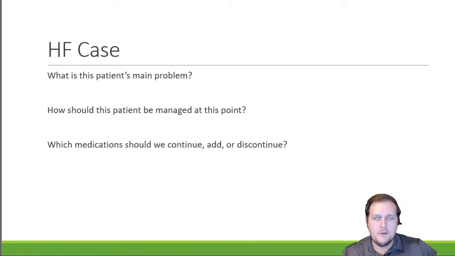So sometimes when you're going through these cases, you want to think about, well, is this patient stable or unstable? Vital signs were looking okay. She's just really symptomatic. Do you need to rush this patient to the ER? Maybe not in this case here. There may be some things we can still do while we're in the primary care office, right? So obviously the main problem there we think is probably CHF exacerbation here. So how should the patient be managed at this time? Which meds should we continue, add, or discontinue?